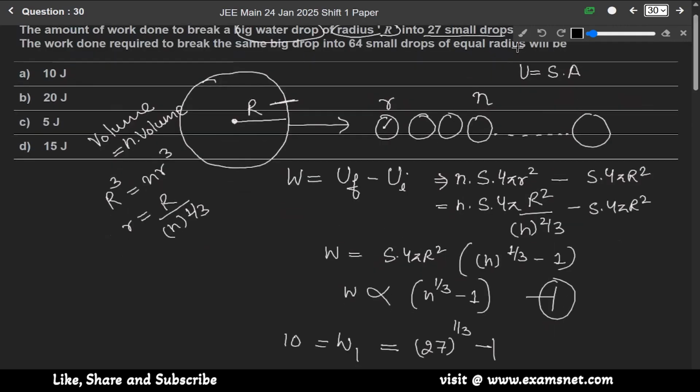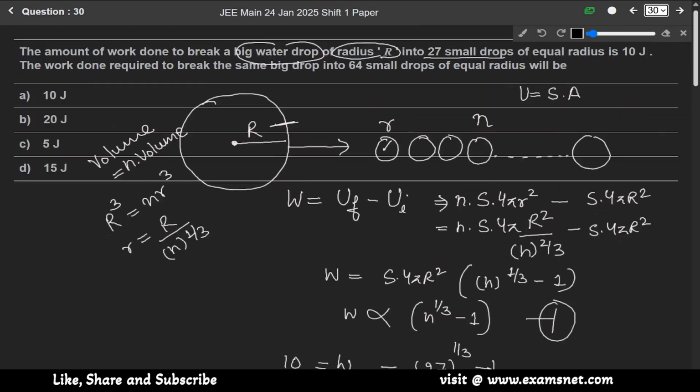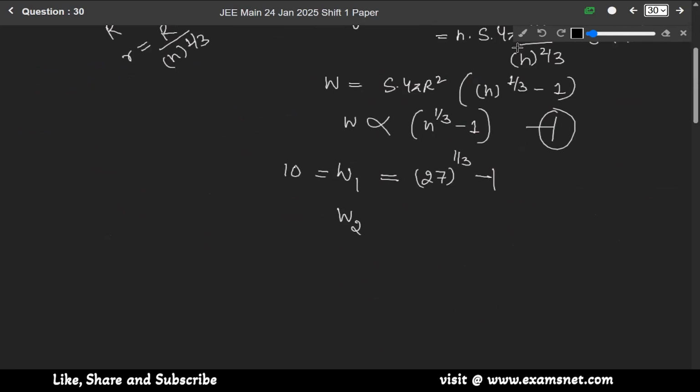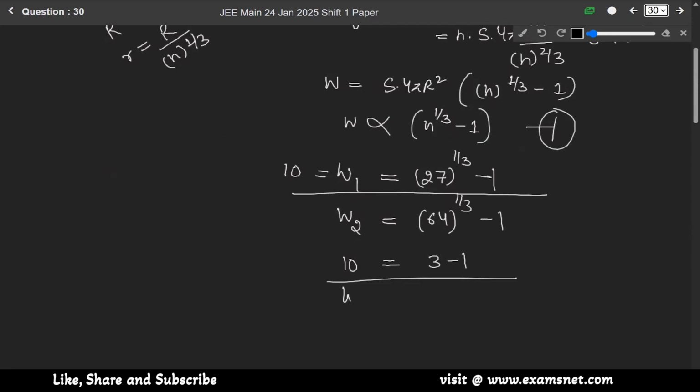And after that, the work done required to break the same big drop into 64. So we have to find the value of W2, and here 64 raised to the power 1 by 3 minus 1. So dividing these equations, we get 10 over W2 is equal to 27 raised to the power 1 by 3, which is 3 minus 1, over 64 raised to the power 1 by 3, which is 4 minus 1. So it will be 2 by 3. So W2 will be equal to 2 fives are 10, so W2 will be equal to 15 joule.